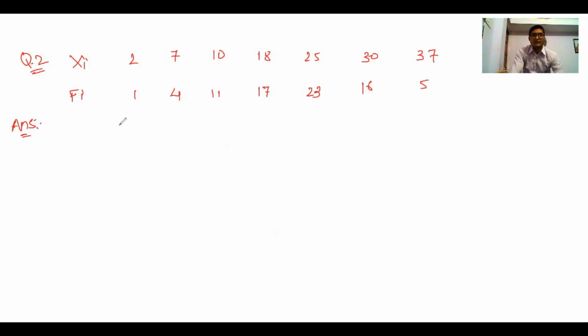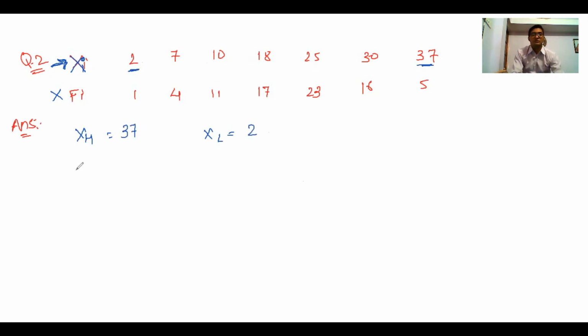Here again, first of all we have to find out XH and second one is XL. Now, highest value and lowest value, that we have to see in the xi column, means observations. Don't see the Fi column, only the observations that we have to check. Highest value is 37, and lowest value is 2. So XH is 37, XL is 2.